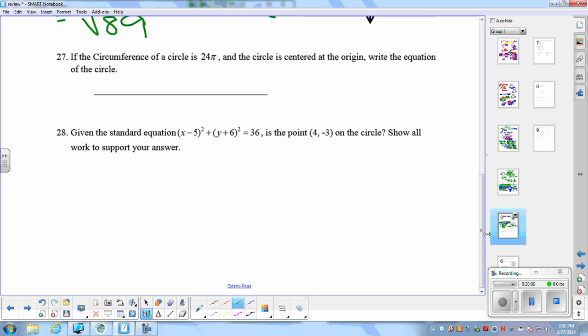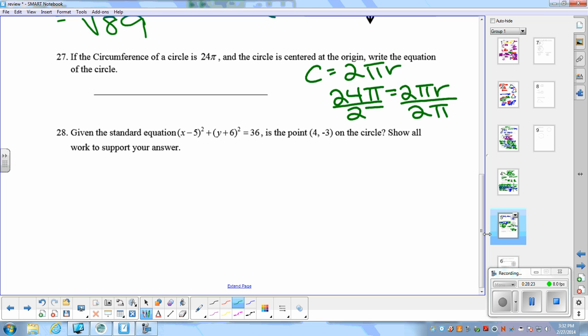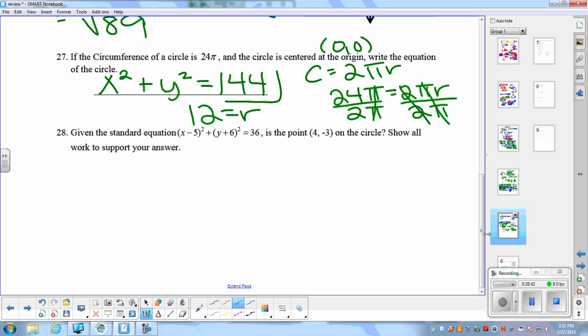All right. So I'm given that the circumference is 24 pi. Well, I know my formula for circumference is 2 pi r. So figure out my radius. Circumference is 24 pi, and that's equal to 2 pi r, divided by 2 pi. My pi's will cancel. 24 divided by 2 is 12, so r is 12. My center is the origin, which is the point 0, 0. So my equation would be x squared plus y squared equals r squared, which is 144. There's my equation.